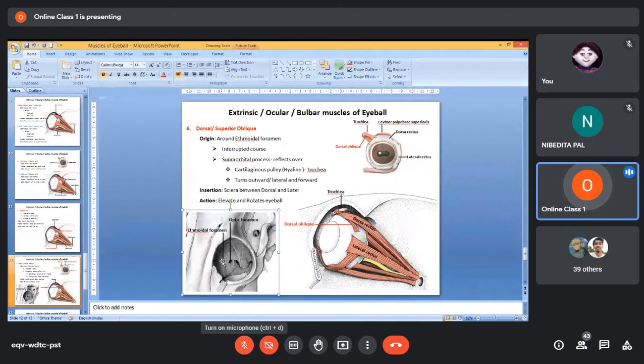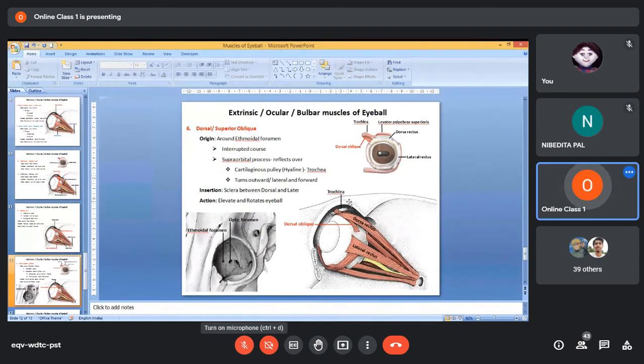Okay, and when it reaches the level of the supraorbital process, so if you see here, this is the supraorbital process, when it reaches the level of the supraorbital process, this muscle, which was actually going forward this way, will now reflect around a hyaline cartilage, and that hyaline cartilage is called the trochlea. Trochlea, I think all of you know, trochlea means what? A pulley-like structure is called the trochlea.